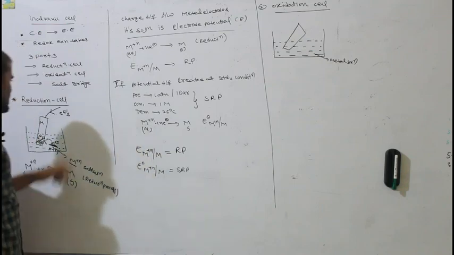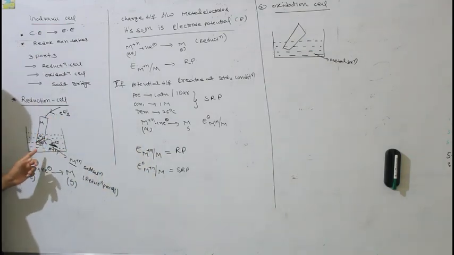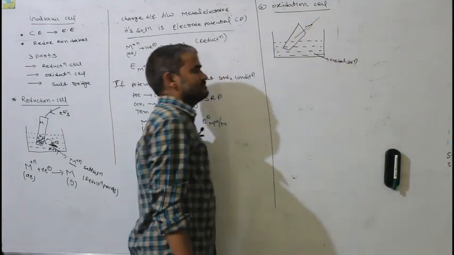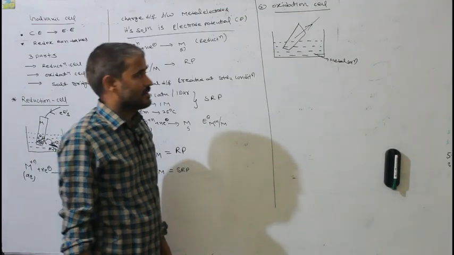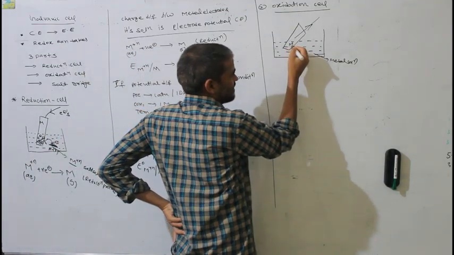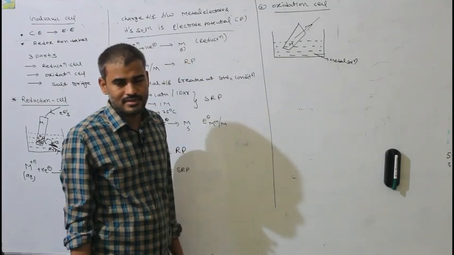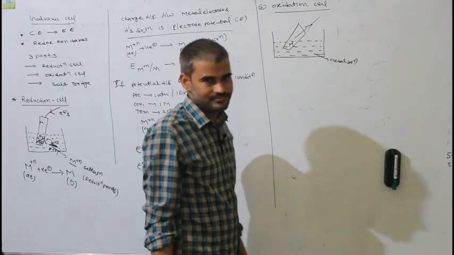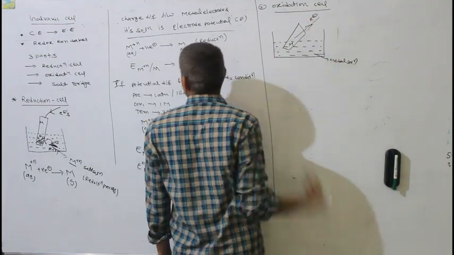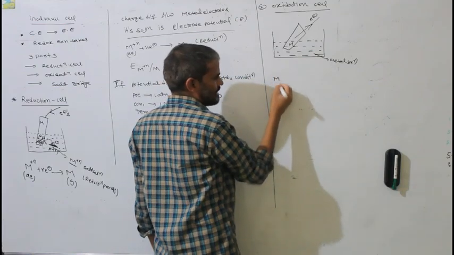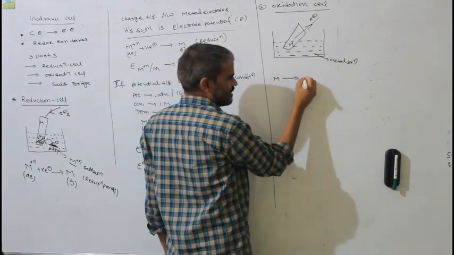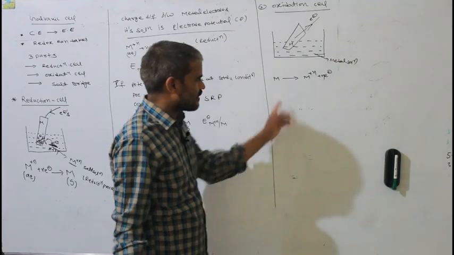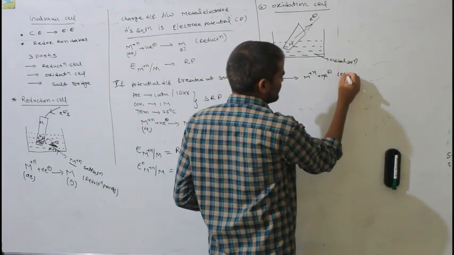But in the reduction half cell, what have you done? You have given electrons. Here you remove the electrons. When you remove the electrons, the atoms in the electrode will lose electrons and come into the solution as ions. When you are removing the electrons, the metal atom will lose electrons and become a metal ion. So what is happening here? This loss of electrons will be called oxidation.